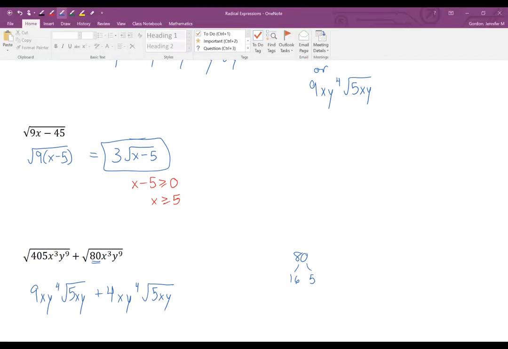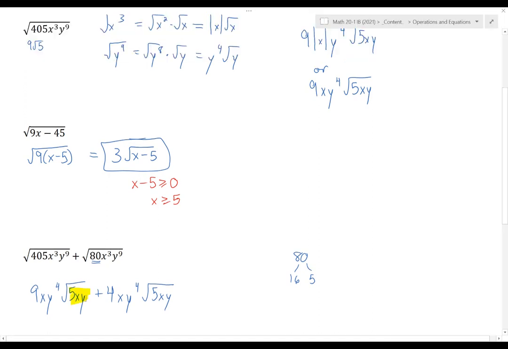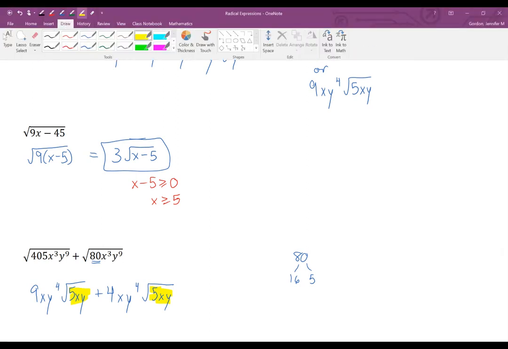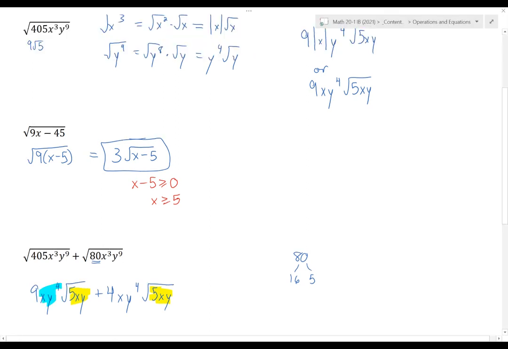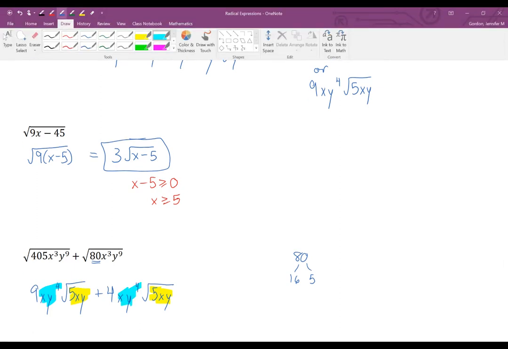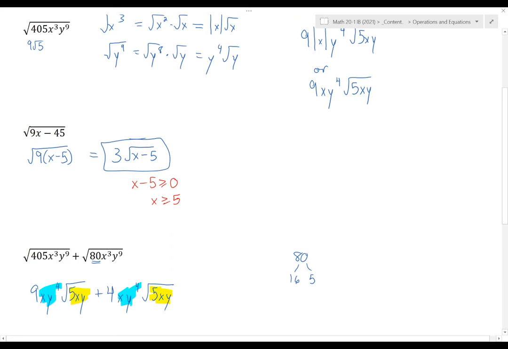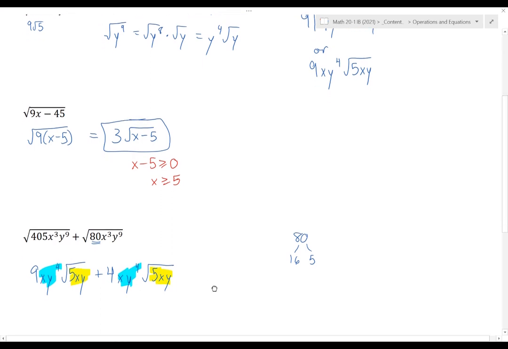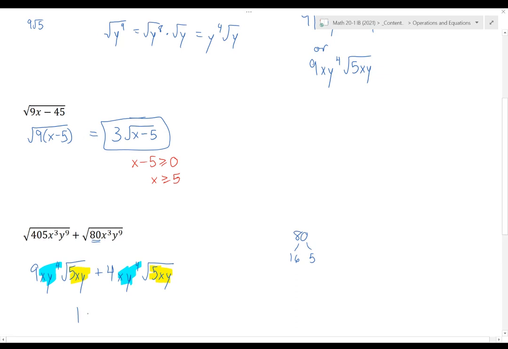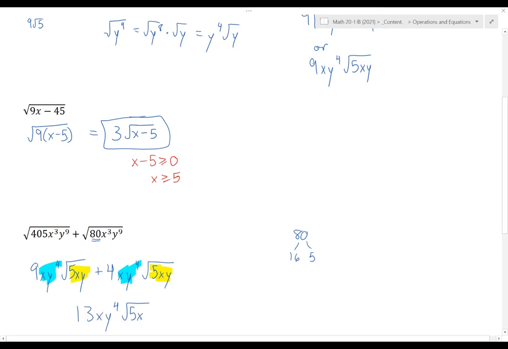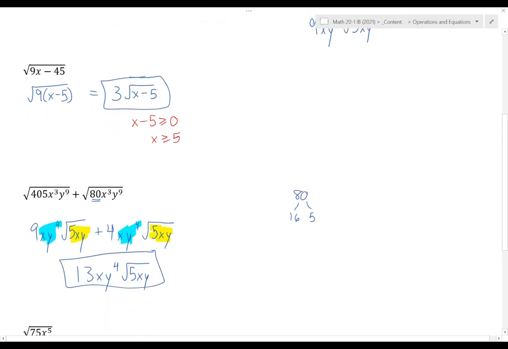Now that I look at these, I have the exact same radicand in each case, and I have the same powers of the same variables out front in the coefficient. So these are like terms. Essentially, that xy to the power of 4 times the square root of 5xy is a common factor. So I can add the coefficients, and I get 13xy to the power of 4 times the square root of 5xy. And that is the simplified form of this addition.